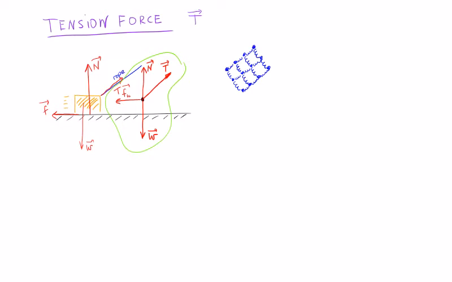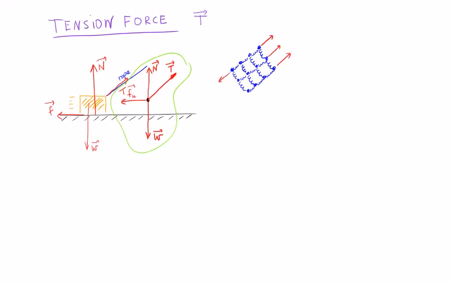So for example, if you're pulling this string or rope, the atoms are being pulled in this direction, and the other end is being pulled in the other direction. So what you end up having is that these bonds get stretched. The more you stretch, the more tension you get. If you stretch too much, you might even break it. We'll talk about this later when we discuss different concepts.